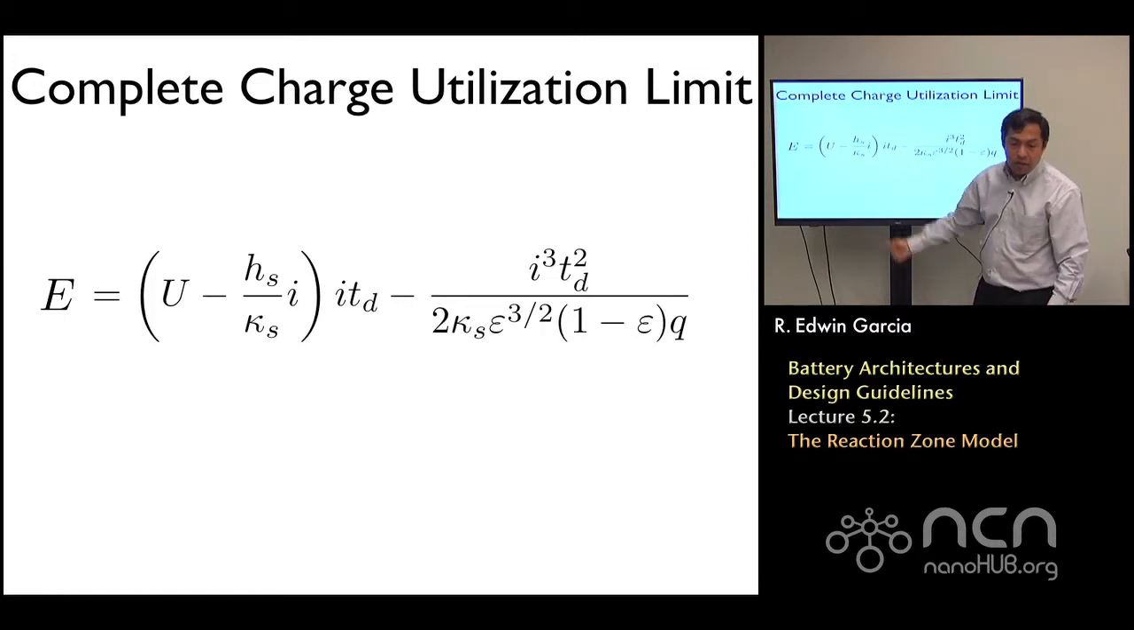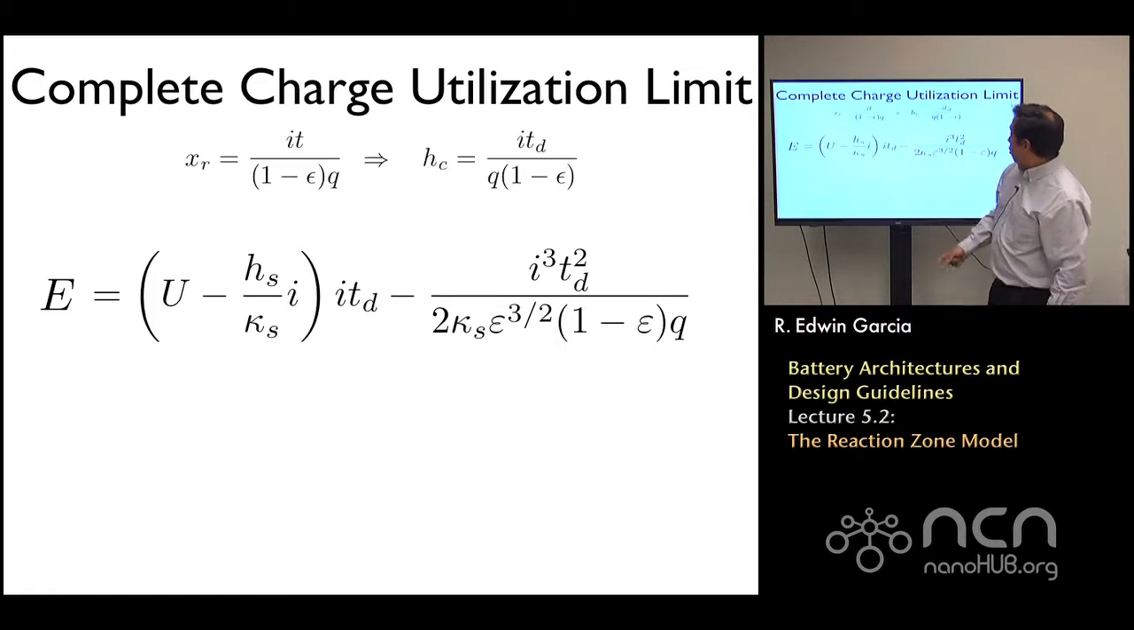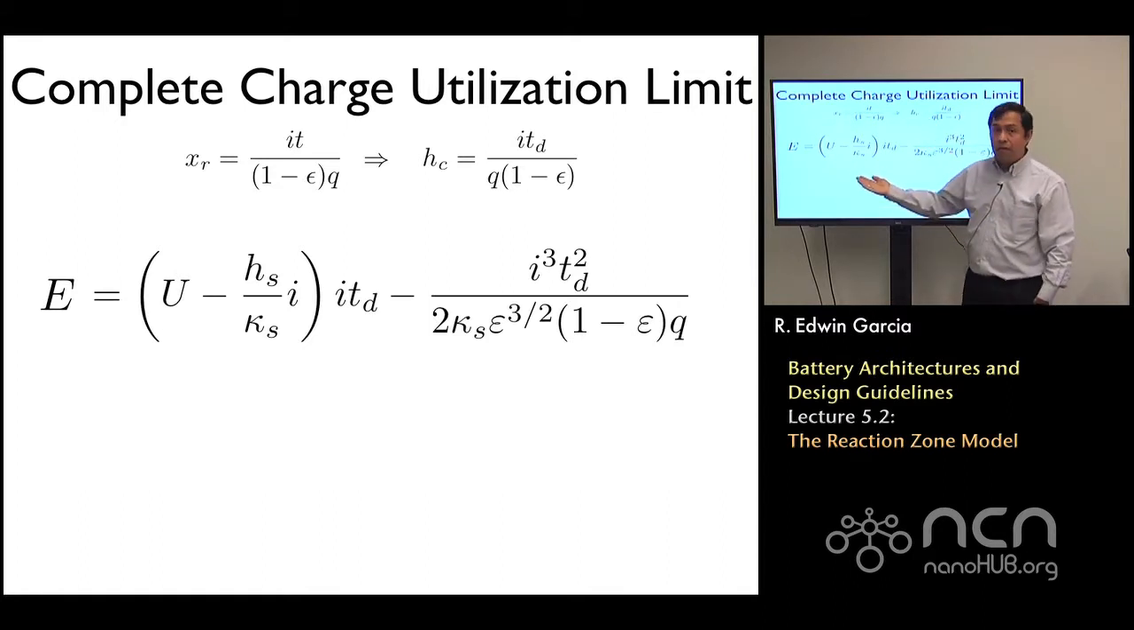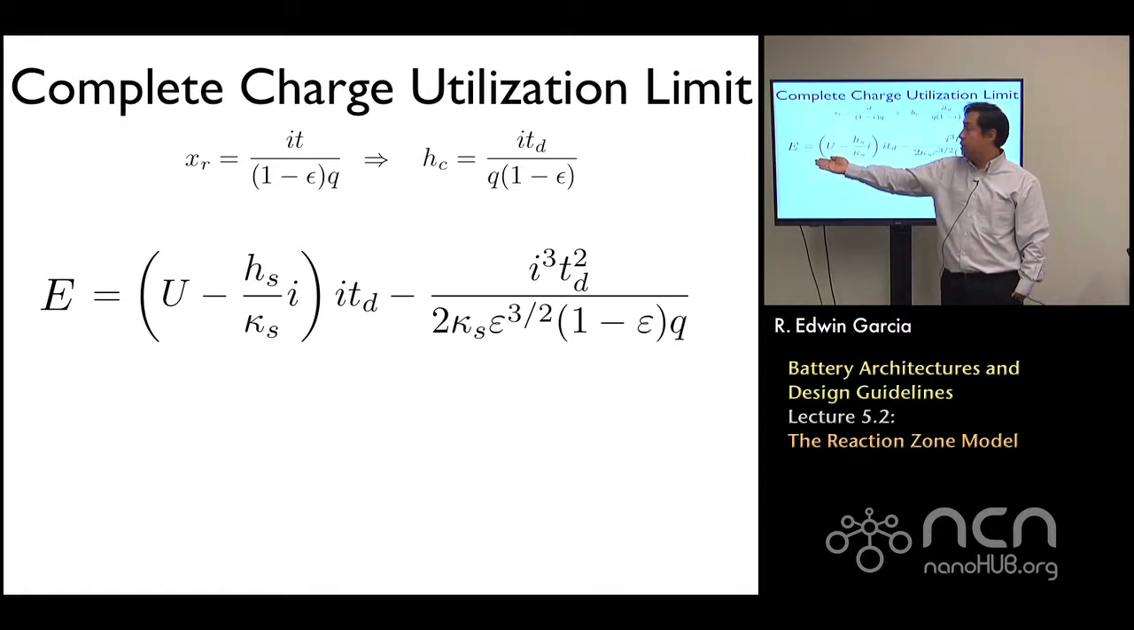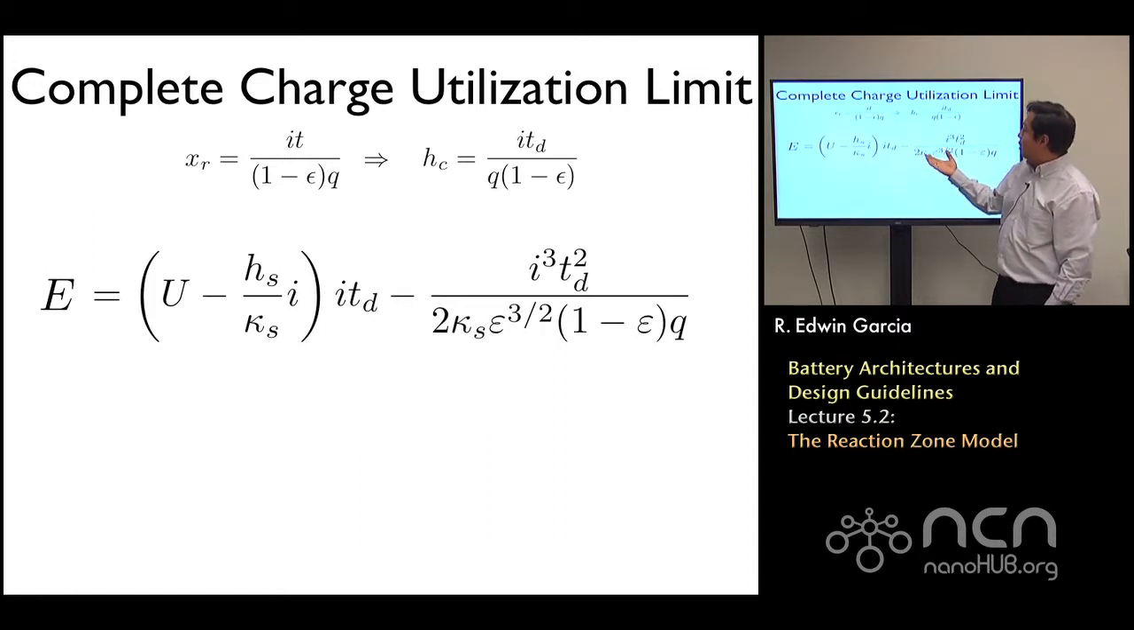Because now what you have is, and let me put it there, okay? You can go and substitute TD as a function of h sub c. So now you have an equation for the energy of the cell, okay? Completely as a function of the contributions for the different microstructural aspects, right?